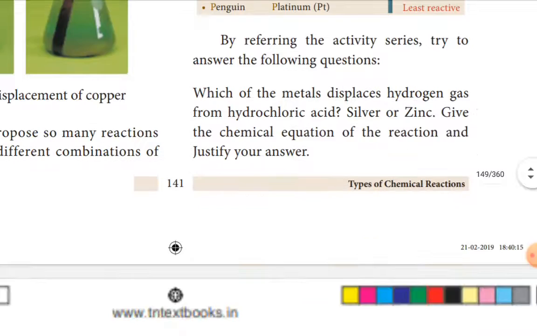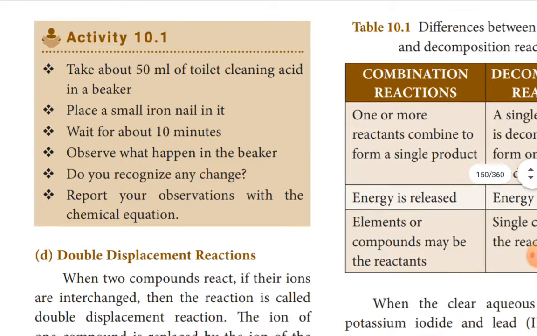Next, see, in the activity it is given: take about 50 ml of toilet cleaning acid, normally acetic acid, and put an iron nail in it and observe what happens. Do you recognize any change? Hydrogen gas is going to be displaced and a metallic salt will be formed. Small bubbles will arise when you see. Then acetic acid plus iron: you write the displacement of hydrogen, and the remaining will form a metallic salt.